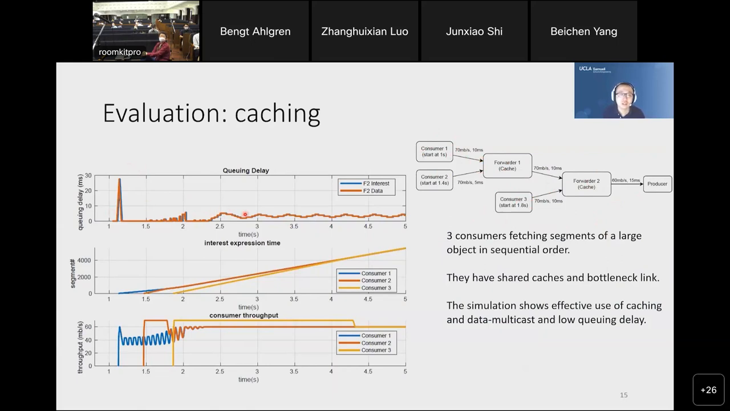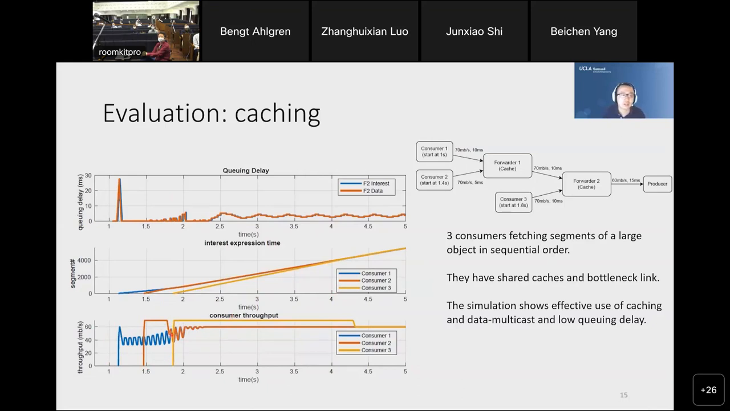In a steady state, queuing delay is stably under control, which shows that congestion is controlled. And if we look at the caching performance, we can find that each consumer, after the first consumer started, would be able to put data into the cache. And the late-started consumer will be able to utilize the cache to achieve a higher throughput, and later be able to catch up with the early starters. And then they could together utilize data multicast to fully utilize the bottleneck link of 60 megabits per second.